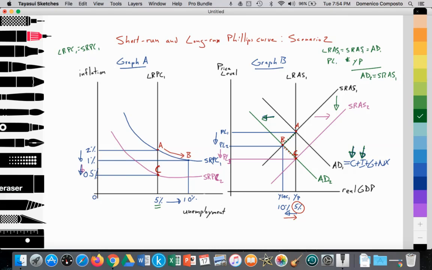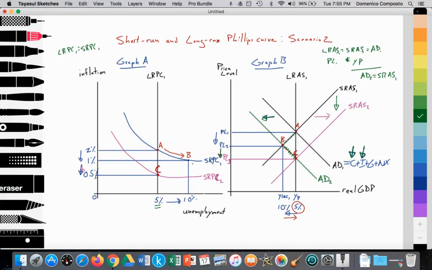SRAS1 to SRAS2 intersecting with AD2 and LRAS1 at point C provides a price level at PL3, thus continued deflation. But in this case, it's good deflation because the SRAS curve has shifted out. And because resources are cheaper to employ, firms are incentivized to employ those cheap resources. Thus, unemployment falls from 10% to 5%. And as output prices fall to PL3, households begin to increase the quantity of their aggregate demand from point B to point C. And we're right back at full employment at point C.